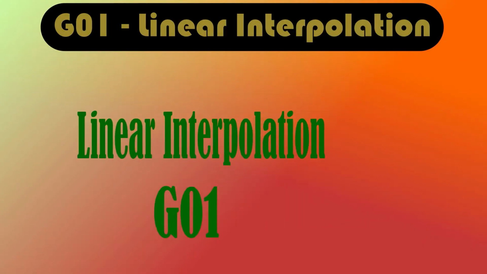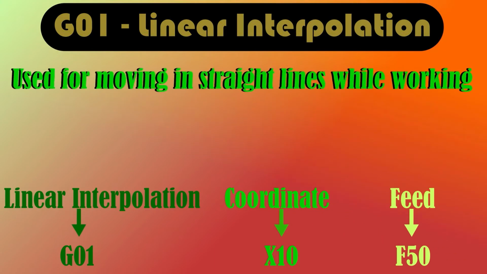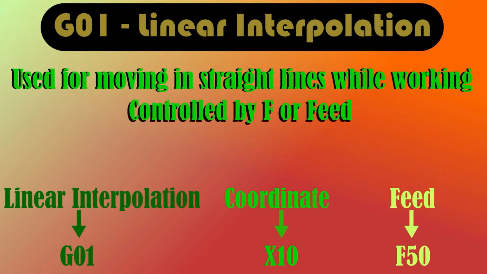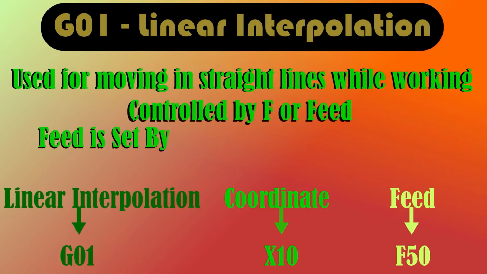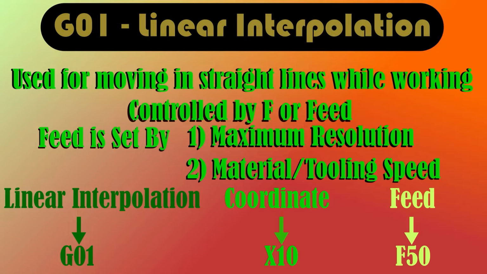And now we're going to talk about G01, or linear interpolation, which is used for straight line movements when working, whether that is along an axis or if it's on an angle. It's controlled by the F word, or feed, and the feed for a motion is set by either the maximum resolution movement of the machine or the working speed for the material and tooling, whichever is lower.